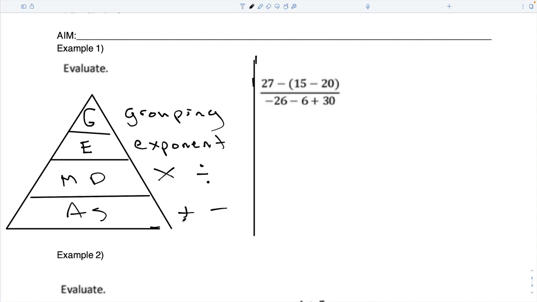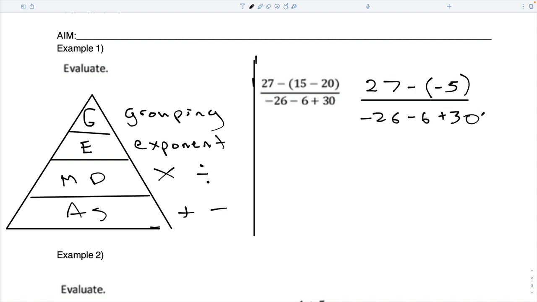Beautiful. So I'm going to go ahead and write 27 minus, keep the parentheses, you're going to see why. 27 minus -5. Then we have -26 minus 6 plus 30. That problem looks a little nicer, because I got rid of one number, but it still looks messy. And the reason it's messy is there's a second group here.